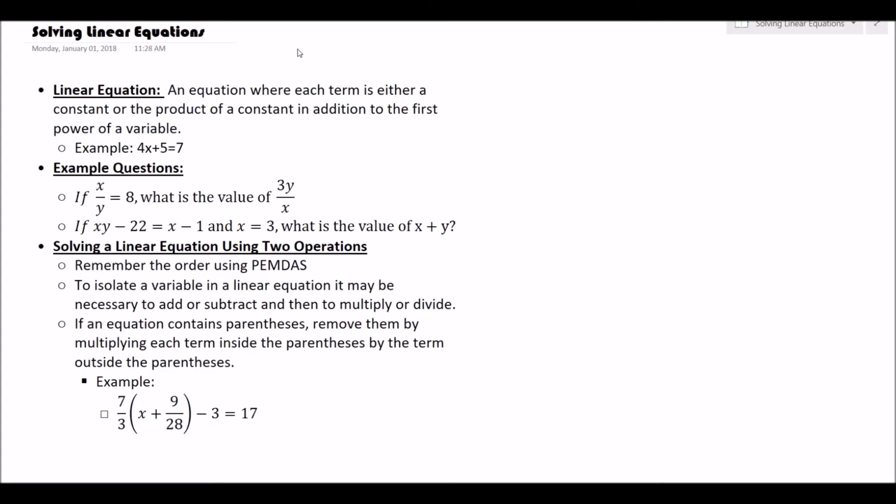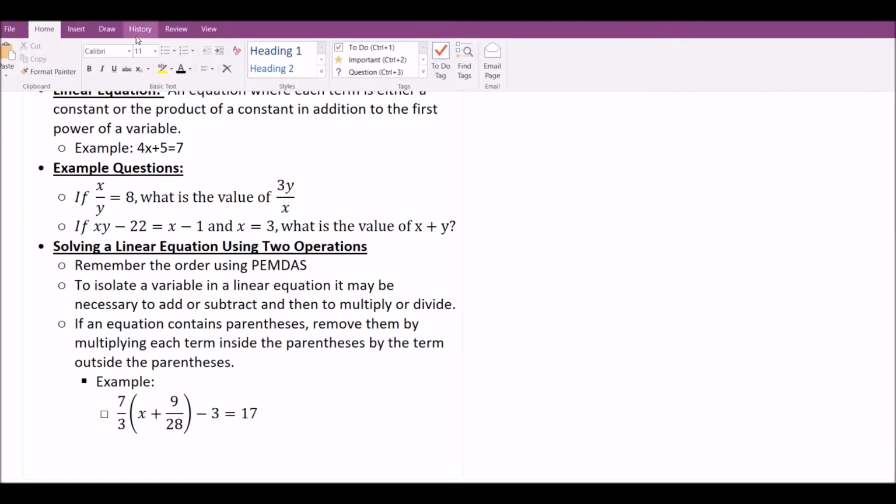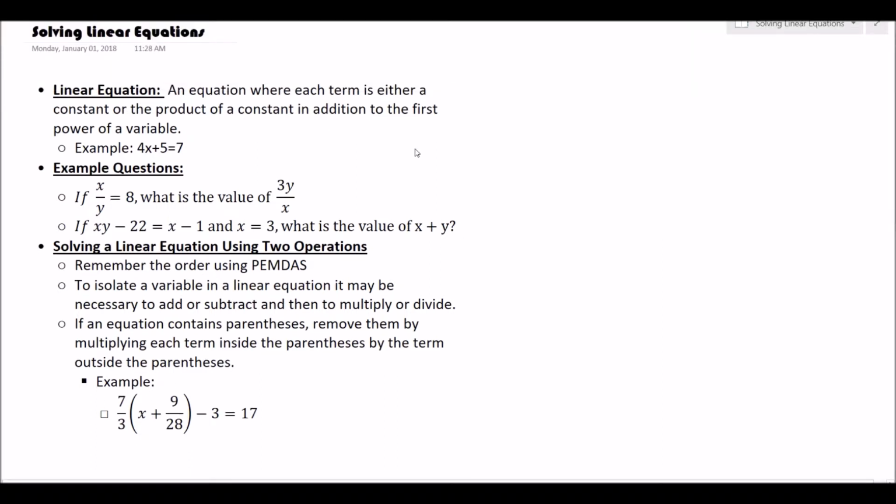If x over y is equal to 8, what is the value of 3y over x? Here we see that x over y equals 8, and here we see y in the numerator and x in the denominator. So we'll have to get the inverse of that. Let me get my pen so we can work through that. Okay, so y over x must equal 1 over 8, which, as we previously learned, is how you get the inverse. But we see that it's asking us for 3y, so we'd have to multiply the numerator by 3. So our answer would be 3 over 8.